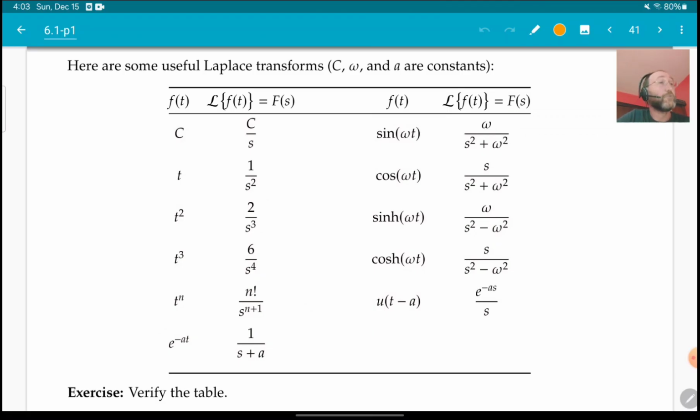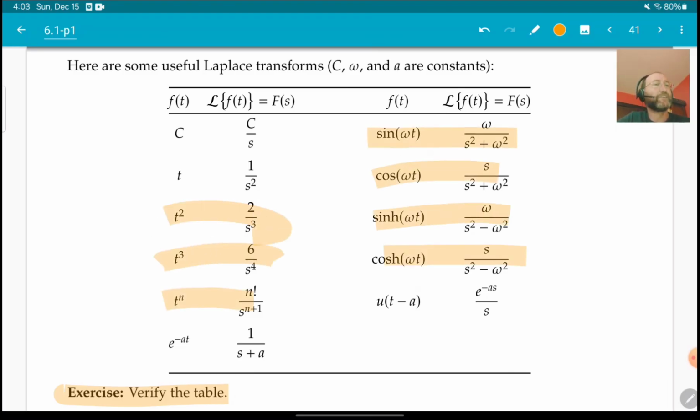All right, so this is an exercise. Verify the tables. Like, finish these computations, right? Do this, right? These things we haven't looked at yet, but it's just calculus.